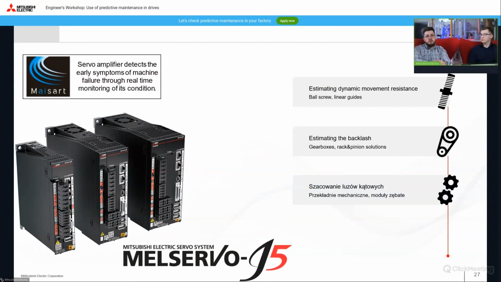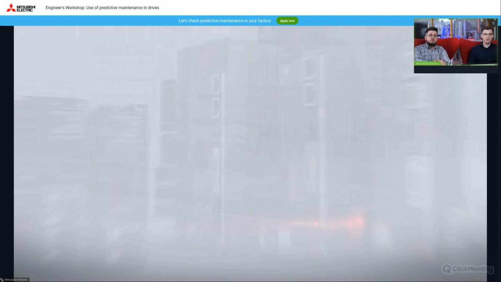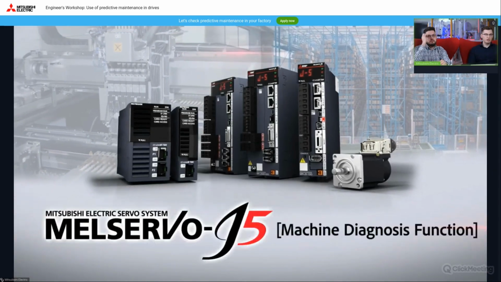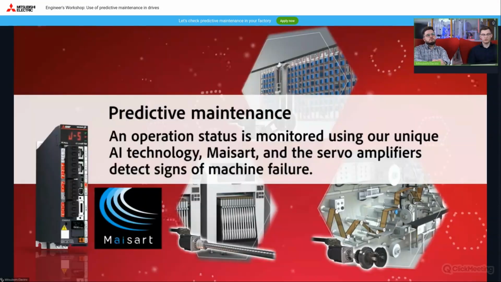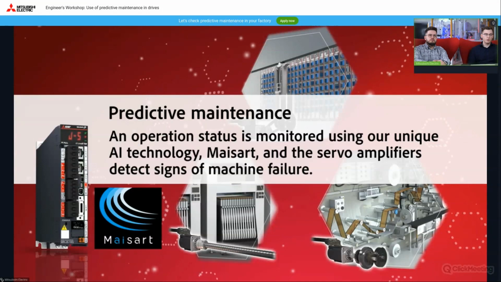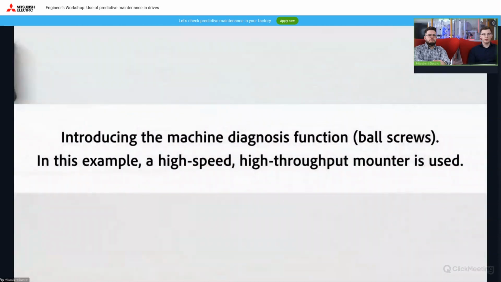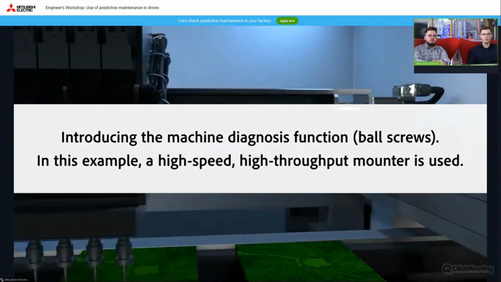How about showing how it works in an animation? Of course, I can do that. So this is the animation about the machine diagnosis function, and we'll see some examples of the usage of each of these three functions that we mentioned. So firstly, we go with the ball screw, of course. And here, let's see, we have a typical manipulator. This works in some electronics.